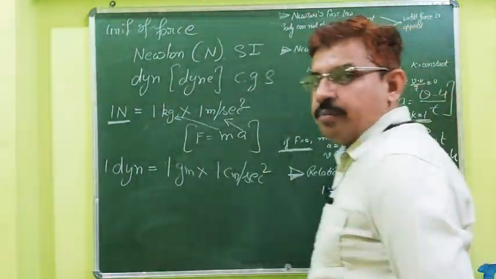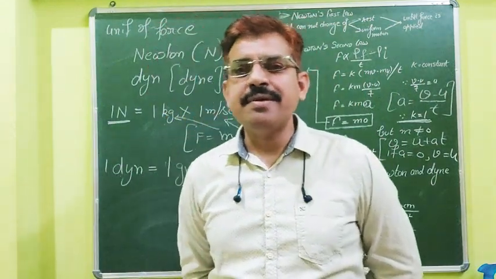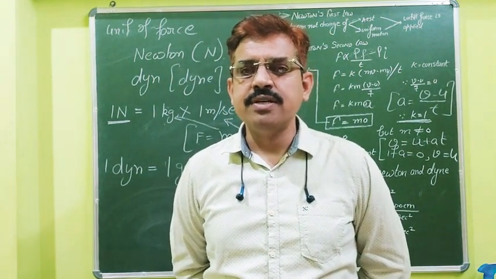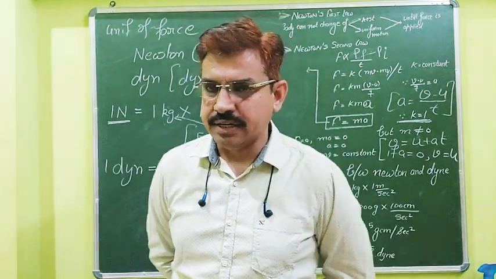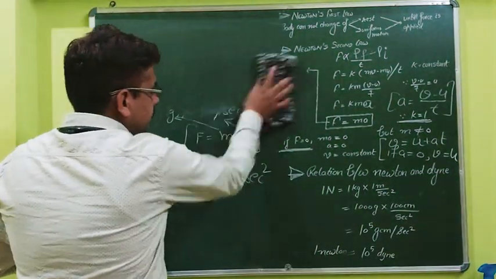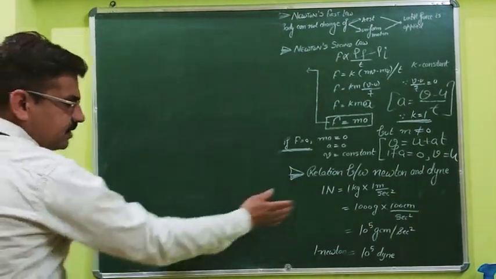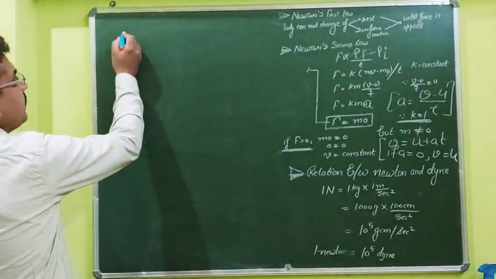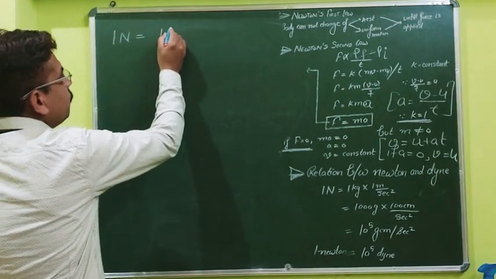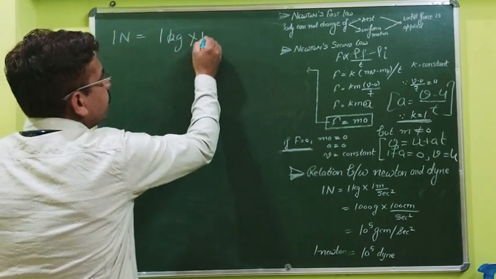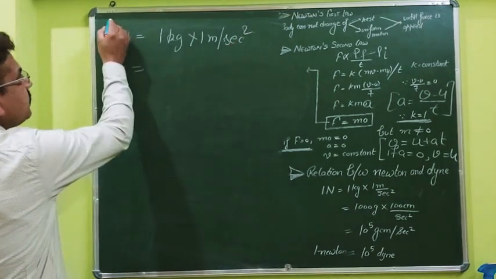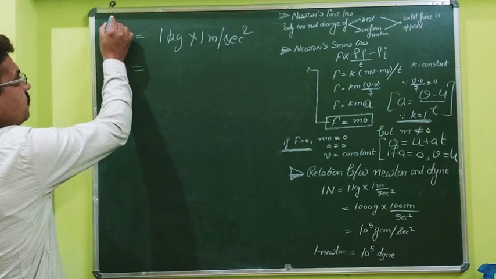Next, when we discuss the SI system and the CGS system, definitely these two systems of units are related to one another. So what is the relation between 1 Newton and 1 dyne? Let me share with you how they are related. It is already discussed, but let me share again that 1 Newton is equal to 1 kilogram into 1 meter per second square. So what do we have to do? We have to convert SI into CGS.